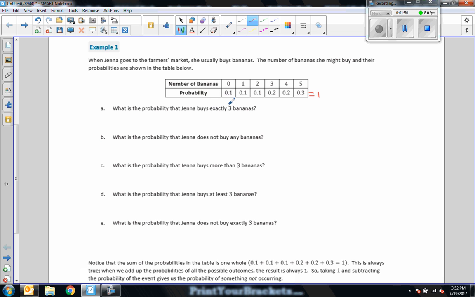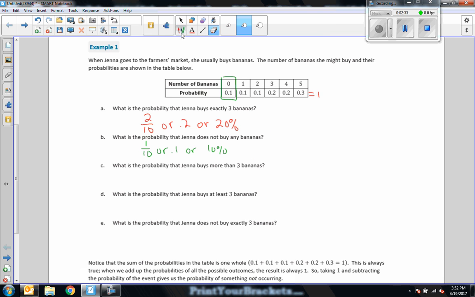What is the probability that Jenna buys exactly 3 bananas? Probability is 2/10, or 0.2, or 20%. What is the probability that Jenna does not buy any bananas? That's right here. 1/10, or 0.1, or 10%.